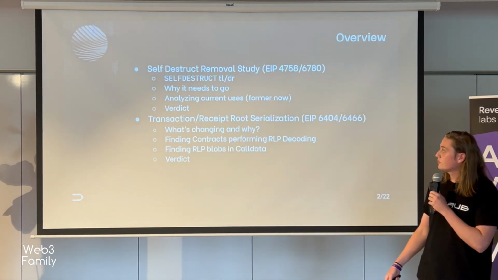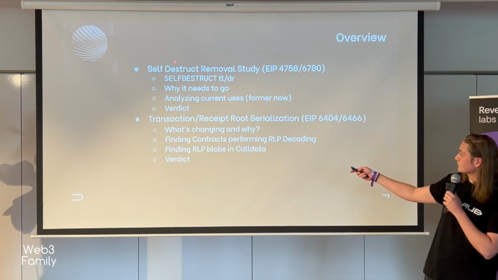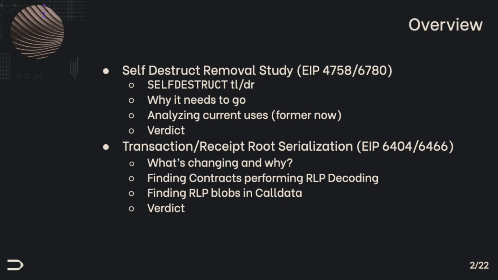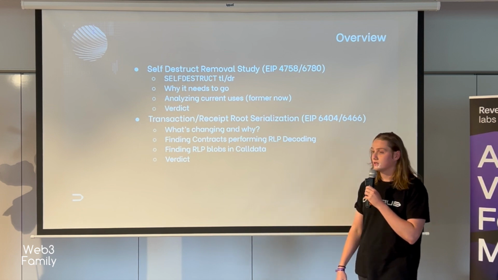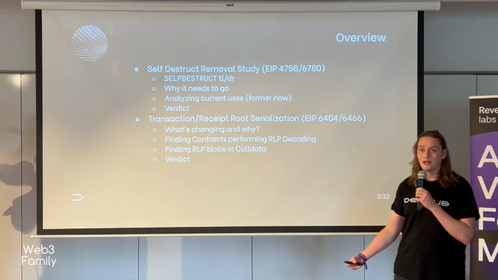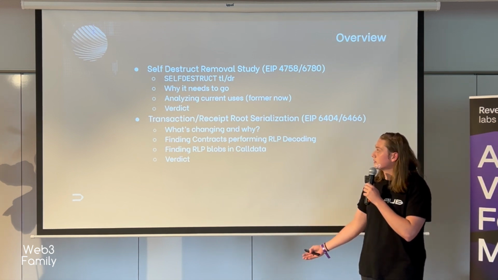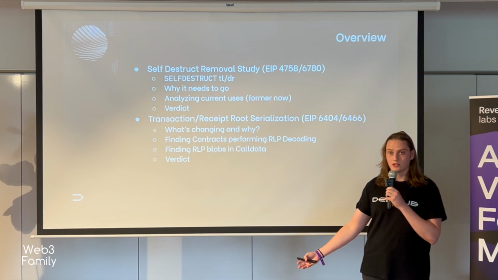So an overview of what we'll cover in today's presentation. The first thing we'll cover is the self-destruct removal study. There are 2 EIPs for this, EIP 4758 and 6780, which have different ramifications. I'll give you a TLDR of self-destruct, the opcode. We'll understand why it needed to go, then how it was being used, and I'll give you the verdict of our study.